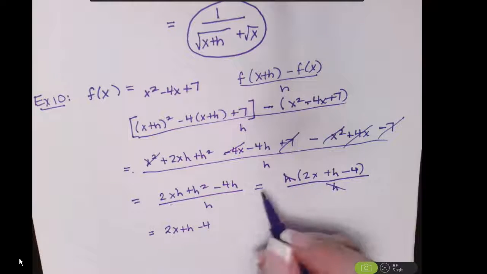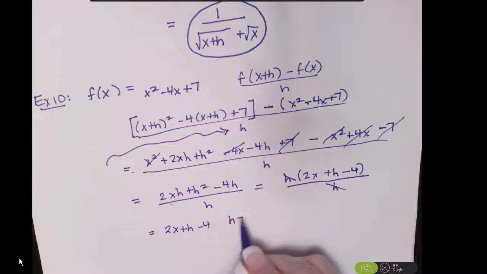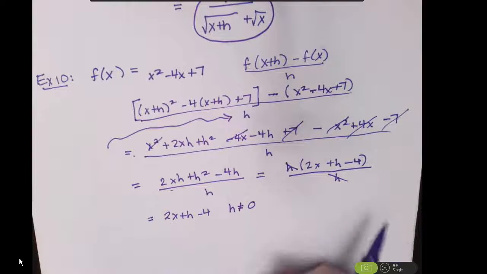And I just need to make a note here, because h is on the bottom, the only rule for my domain is h cannot equal 0, because I never want to divide by 0. So in the next video I'm going to show you a few more complicated examples, and then you'll have everything that you need to be able to work out your practice problems.